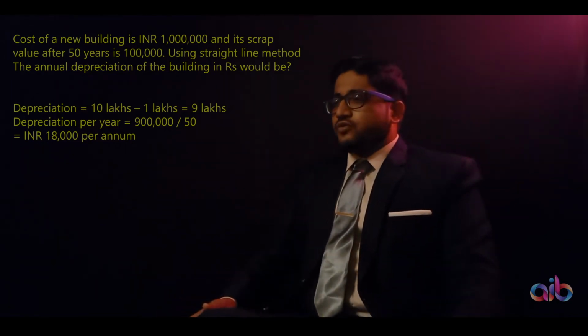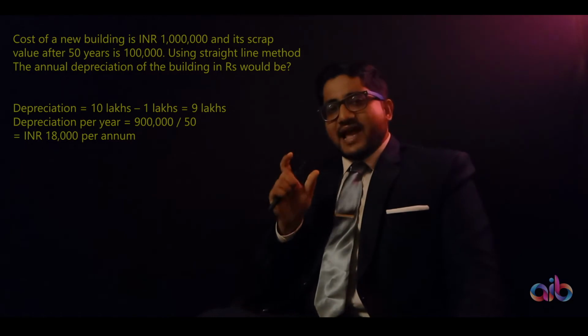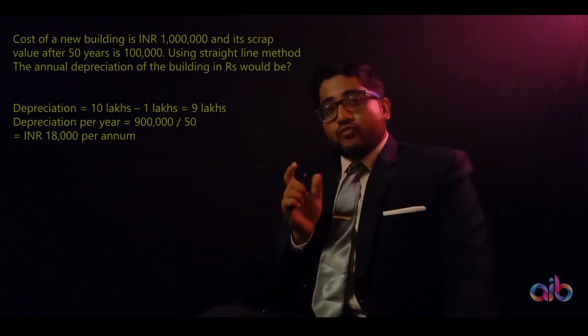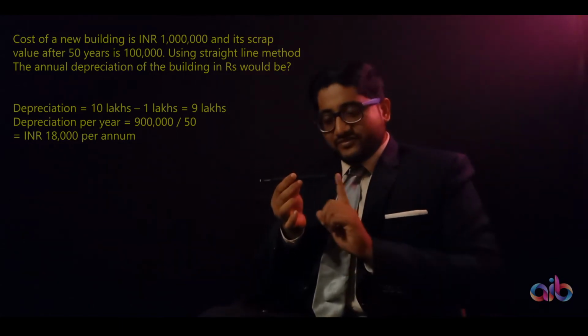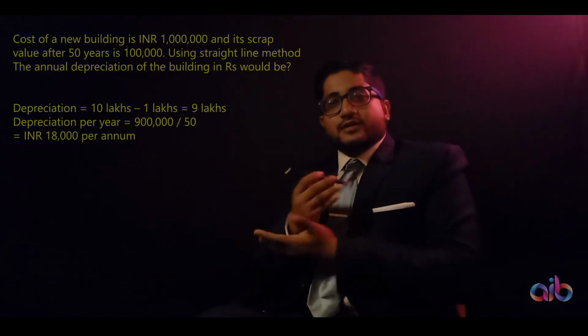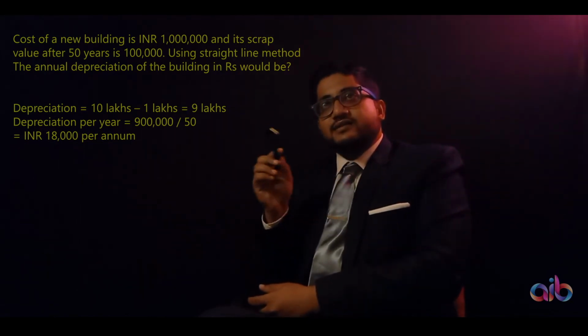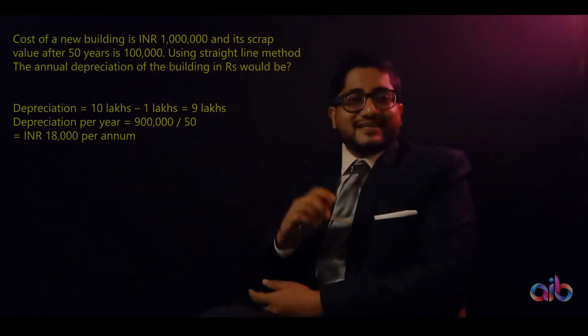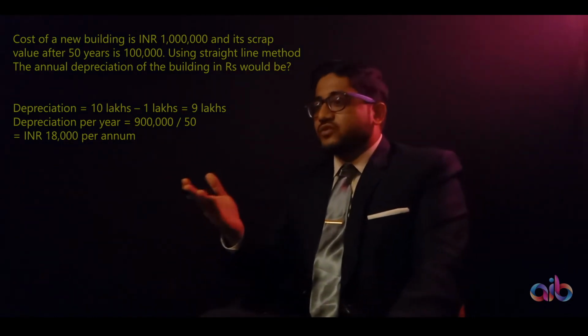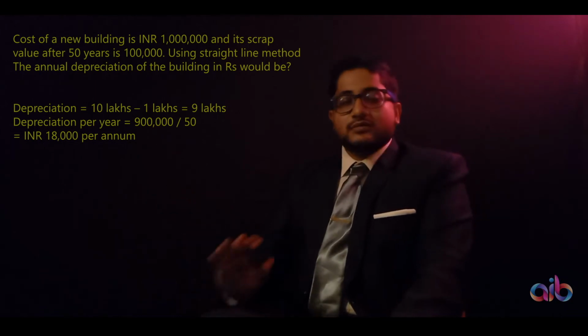So that would give you 10 lakhs minus 1 lakh is 9 lakh of depreciation, and a 9 lakh depreciation over 50 years. So 9 lakh divided by 50 is every year. So how much would that be? 90,000 by 5, 18, 5 is 90. 18,000 depreciation per year. And the options are whatever the options are. Option C has 18,000, that's the answer.